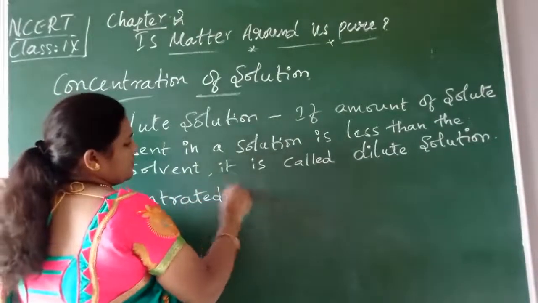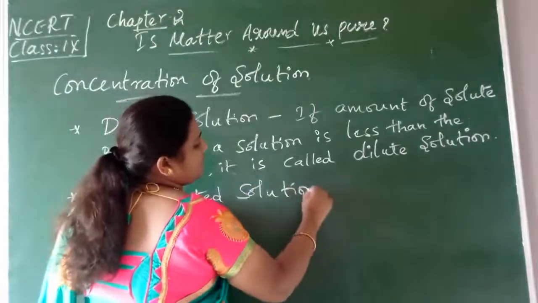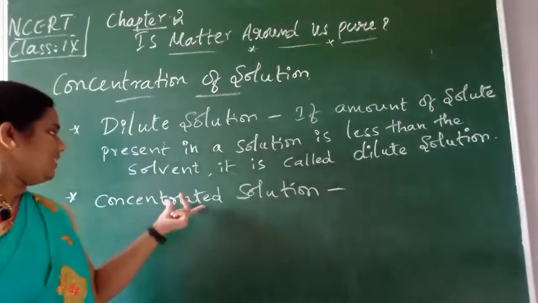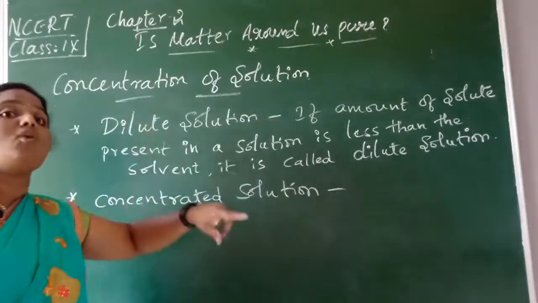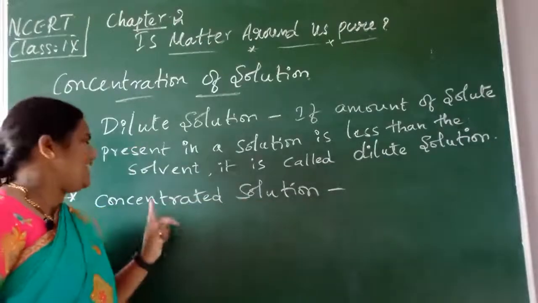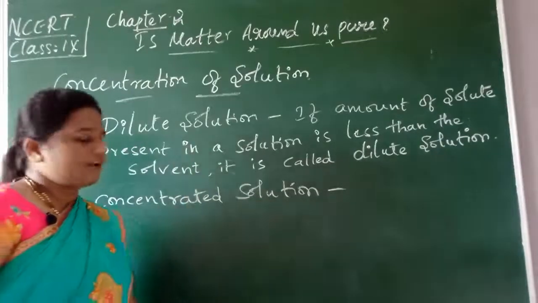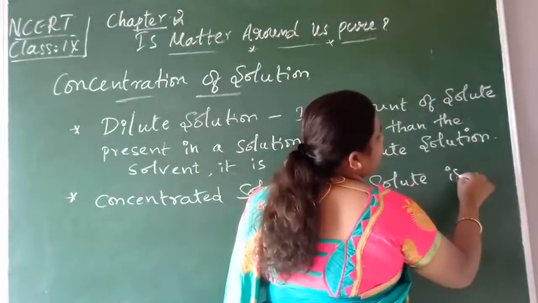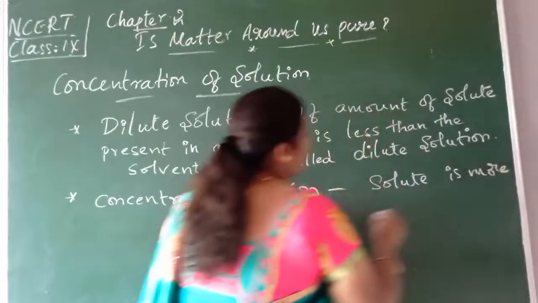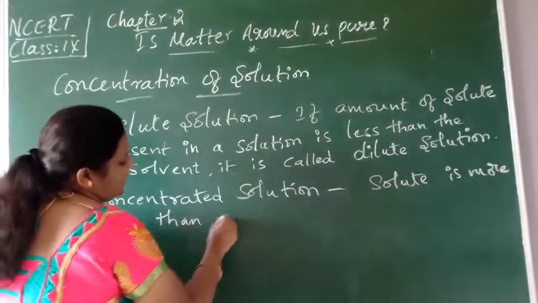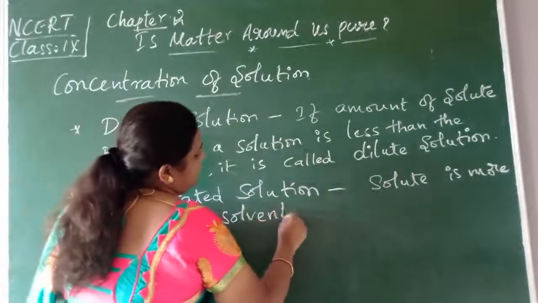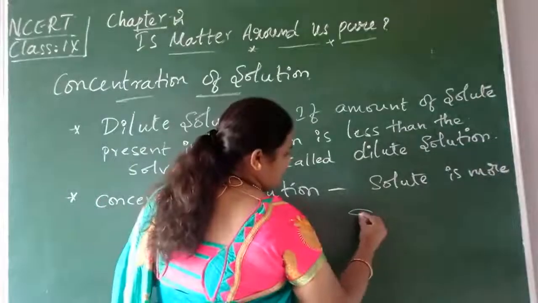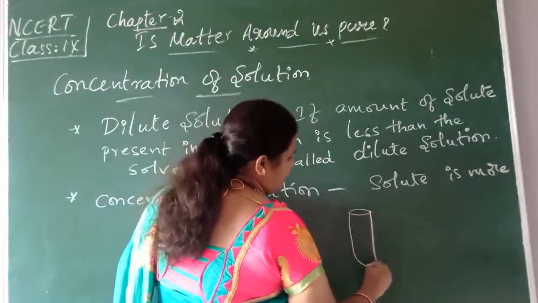Concentrated solution. For example, see children, here the amount of solute is more compared to that of the solvent in the case of a concentrated solution. That is, if solute is more than solvent, then it is called what? Concentrated solution. But let us imagine this is a test tube.